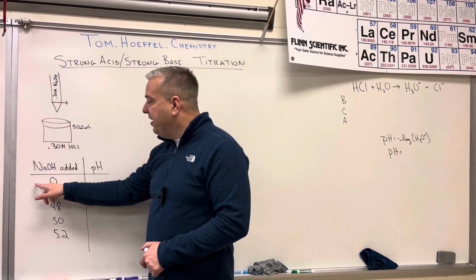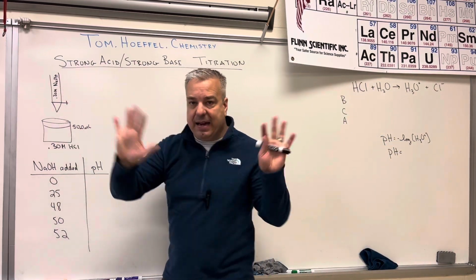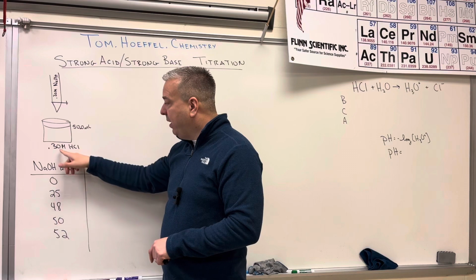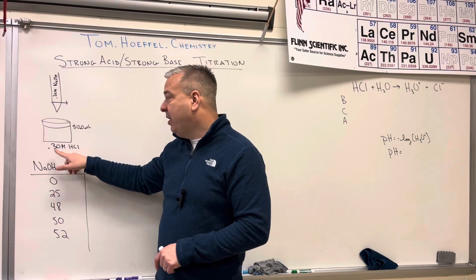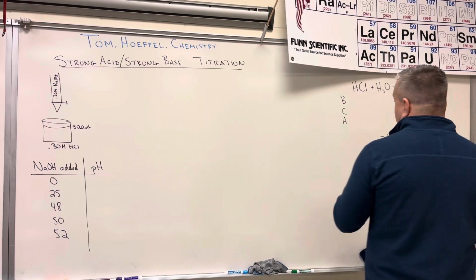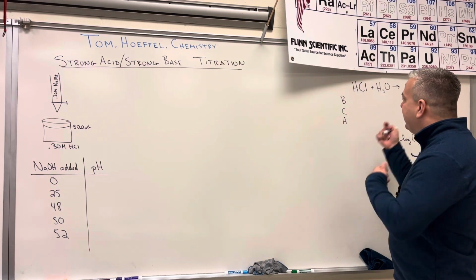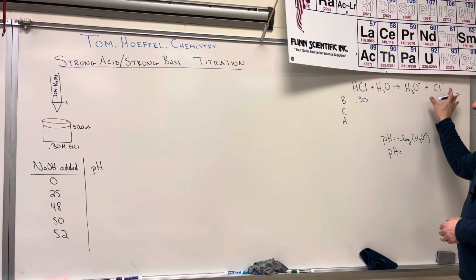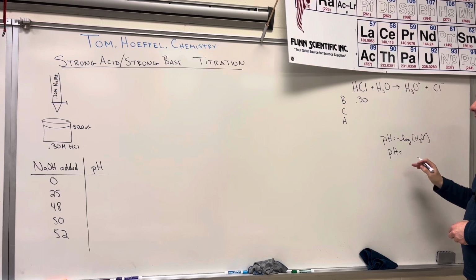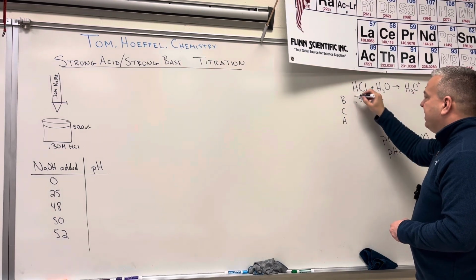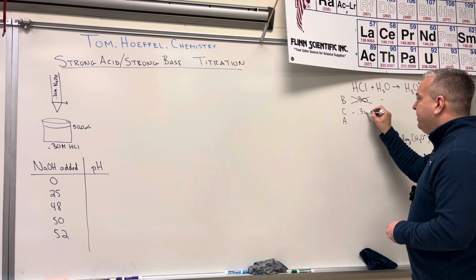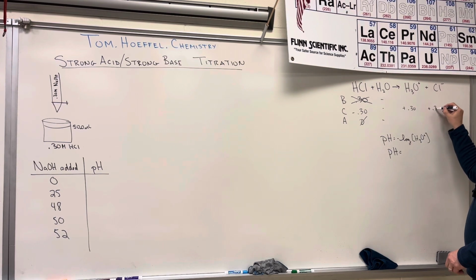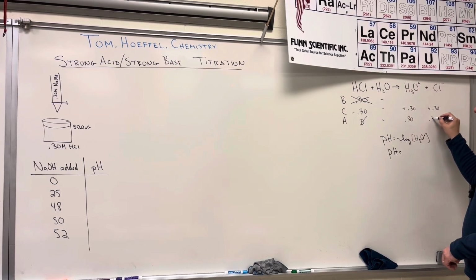Let's talk about initial conditions. Before any sodium hydroxide is added, where are we starting as far as pH? In order to get the pH of a strong acid, all we need is its molarity. If the molarity of HCl is 0.30, we know that all of it is going to transfer over into hydronium ions and chloride ions. All of the HCl is going to react and there's going to be nothing left over.